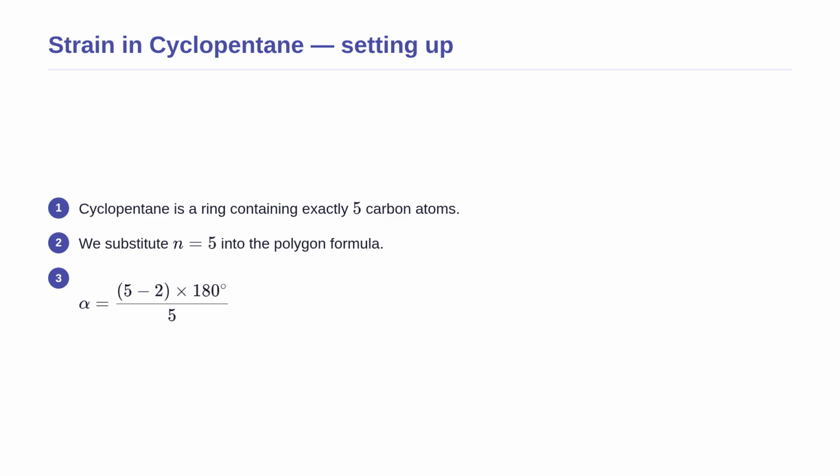Cyclopentane is a ring containing exactly 5 carbon atoms. We want to see if it is more or less stable than cyclopropane. We will use the exact same formulas as before. First, we substitute n equals 5 into the polygon formula to find the internal angle of a flat 5-sided ring. This substitution is the starting point for our geometric calculation, setting up the arithmetic we need to solve.